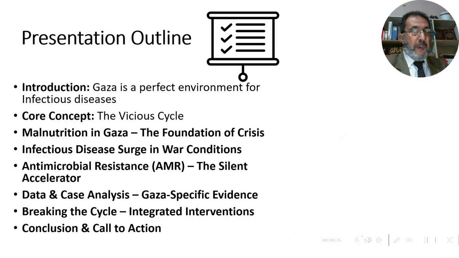The content of this presentation is an introduction about Gaza and how it became an environment for infectious disease. We will focus on the core concept, which is the vicious cycle of malnutrition, infectious disease, and AMR. We will also focus on malnutrition in Gaza, infectious disease surge in war conditions, and antimicrobial resistance, which is sometimes called the silent accelerator, but it is no longer silent, because its role became obvious.